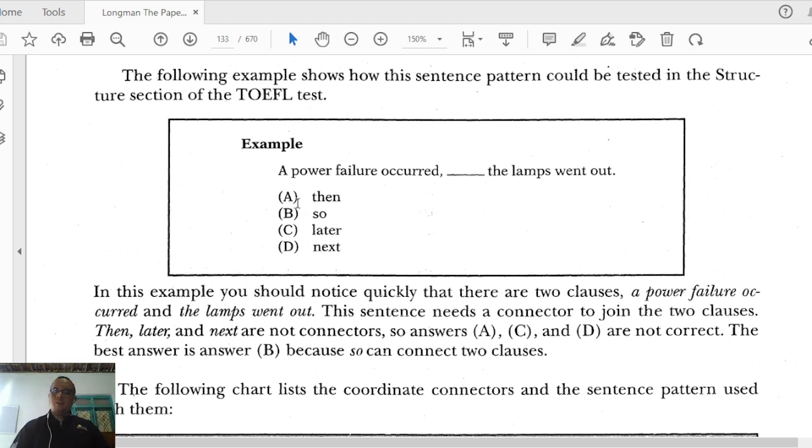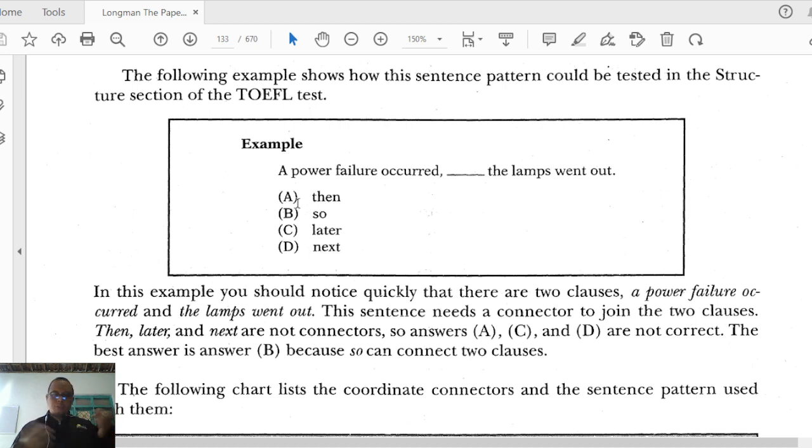Or in other words, it is also called conjunction. In this example, you should notice quickly that there are two clauses. A power failure occurred. That's one clause. The lamp went out. That's another clause. So this sentence needs a connector to join the two clauses.